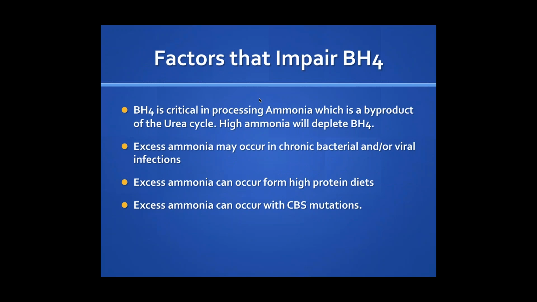So how is BH4 impaired? Ammonia, if we make too much ammonia. BH4 is critical in processing ammonia, which is a byproduct of the urea cycle. High ammonia will deplete BH4. Excess ammonia may occur in chronic bacterial or viral infections. High protein diets can do it. And then excess ammonia can occur with that CBS mutation that we've talked about in the past. If you have a CBS mutation, that pathway is going to be running a little too fast, and it can create a buildup of ammonia, which will deplete the BH4 and therefore cause some superoxide molecules to be created and will lower your nitric oxide.